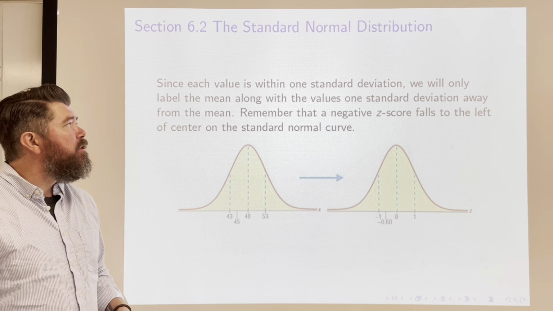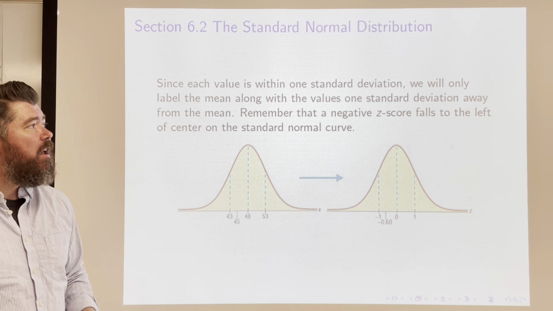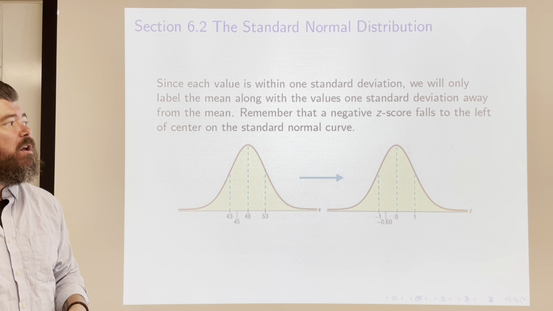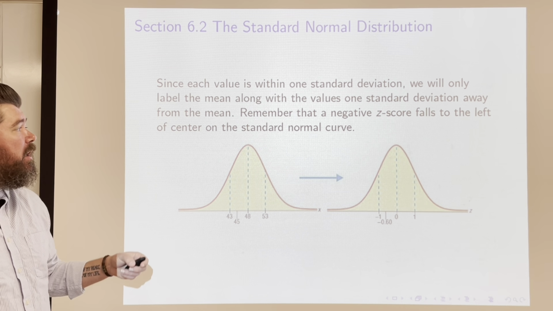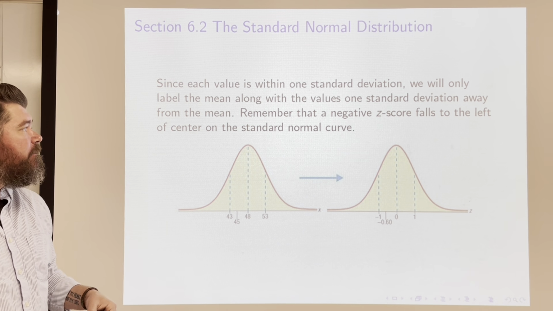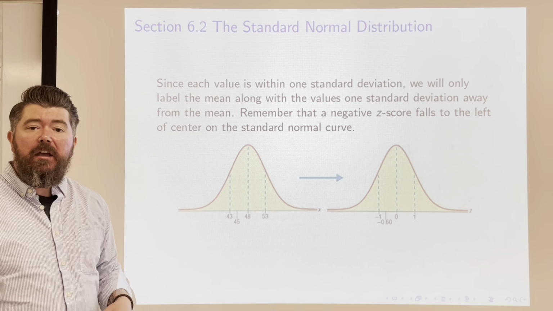Since each value is within one standard deviation, we will only label the mean along with the values one standard deviation away from the mean. Remember that a negative z-score falls to the left of the center on the standard normal curve.